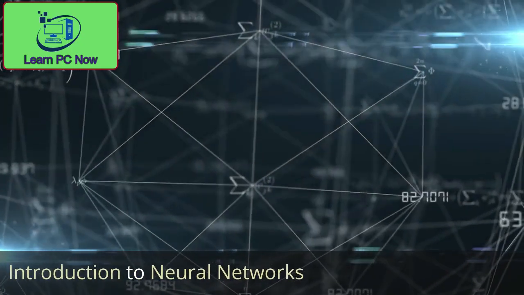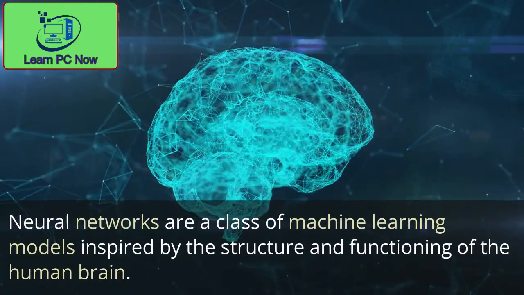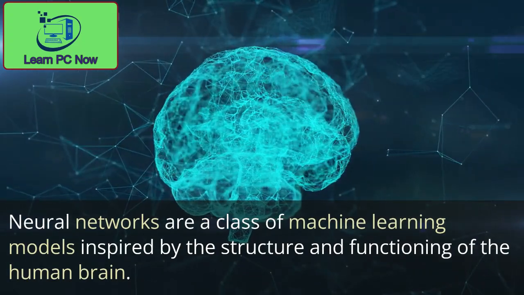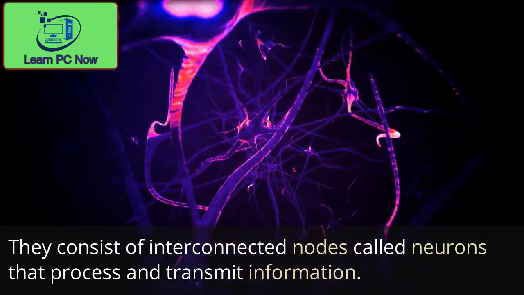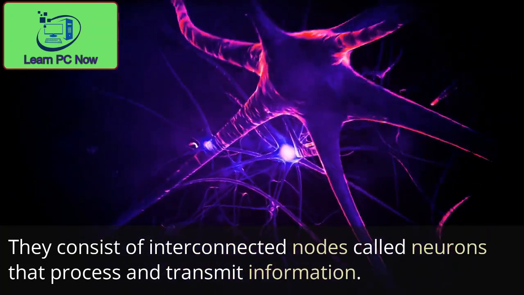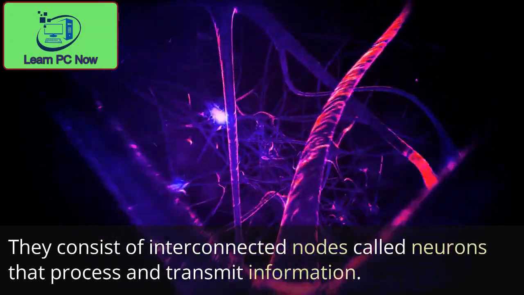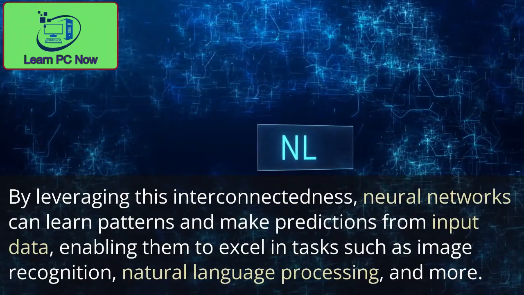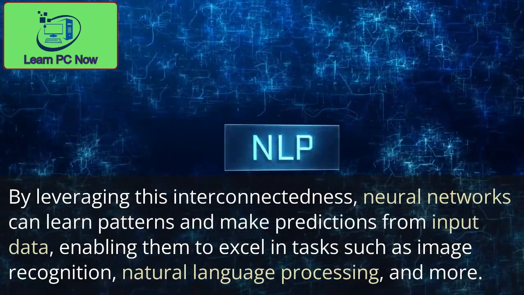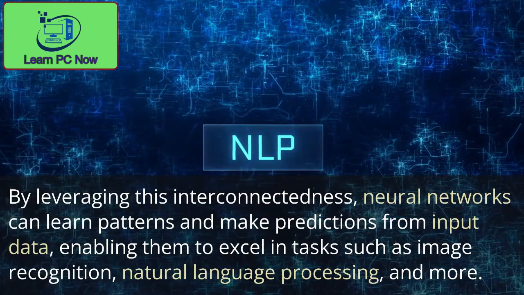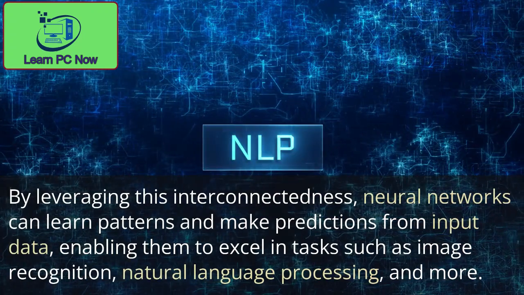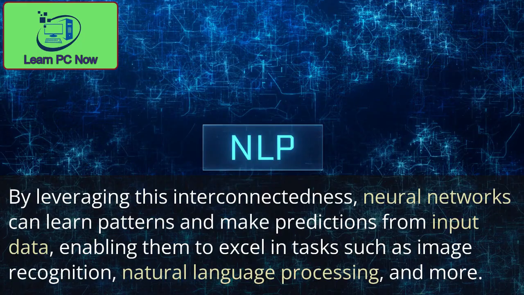Introduction to neural networks. Neural networks are a class of machine learning models inspired by the structure and functioning of the human brain. They consist of interconnected nodes called neurons that process and transmit information. By leveraging this interconnectedness, neural networks can learn patterns and make predictions from input data, enabling them to excel in tasks such as image recognition, natural language processing, and more.